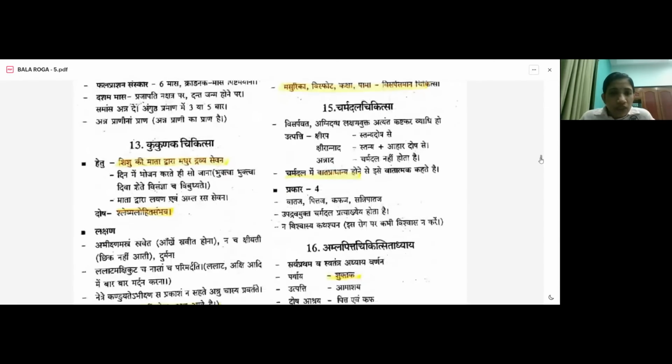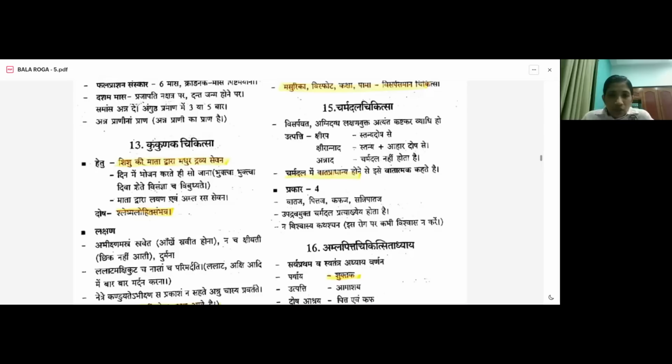And next, the Kukunaka Chikitsa. Here, the cause for the Kukunaka is Shishu ki Mata dwara Madhura Dravya Sevan. And दिन में भोजन करते ही सो जाना, that is bhuktva bhuktva diva shete vispanna cha vibudhyate, and माता द्वारा लवण एवं आम्ल रस सेवनम. So these are the causative factors for Kukunaka, and we have discussed earlier. And the dosha, mainly the Kukunaka dosha is Shleshma Lohita Sambhava.